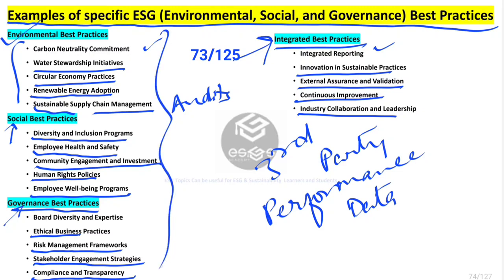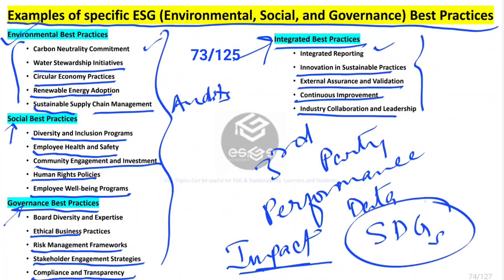So by implementing all these ESG best practices, it will not only help organizations to mitigate their ESG related risks and comply with regulatory requirements, but also enhance their reputation, strengthen stakeholder relationships and drive long-term value creation. Each practice should be tailored to the organization's specific context, industry and stakeholder expectations to maximize the positive impact and sustainability outcomes and alignment with the sustainable development goals.